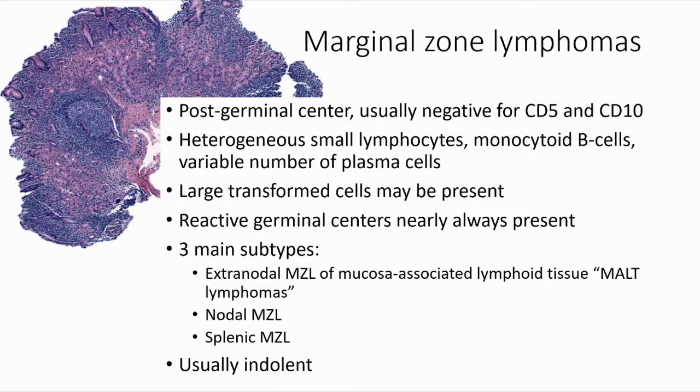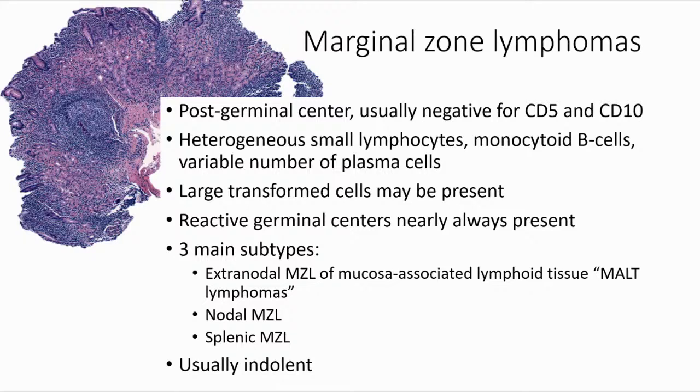Marginal zone lymphomas are another major area. These are post-germinal center. They're usually negative for CD5 and CD10. We often don't have a specific marker, and they're kind of heterogeneous. They're composed of small lymphocytes. You've got monocytoid B cells, which are kind of that rim of clear cytoplasm, and a variable number of plasma cells. You also can have some large transformed cells interspersed to varying degrees that also can, in some ways, resemble even a reactive process, or maybe a more aggressive process. They have kind of a range of looks that can create challenges. In addition, you nearly always have reactive germinal centers present.